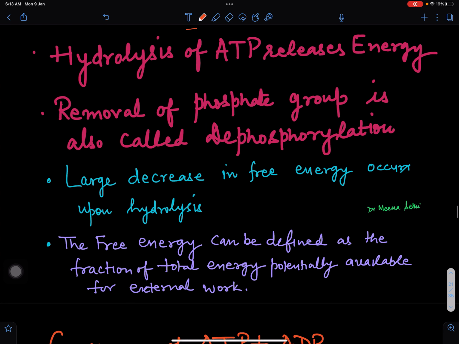So this free energy can be used for various metabolic activities. So we can define the free energy. Free energy can be defined as the fraction of total energy potentially available for external work.